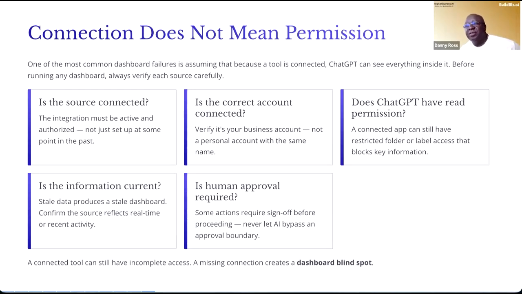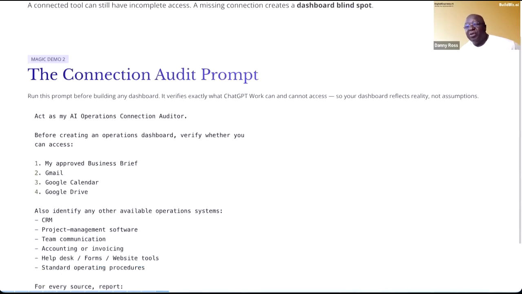And so is it the right source material? Is it the correct one, if you're connecting to different accounts and things like that? Does your AI have the permission? Is the information current and updated and real? And does it require human approval?